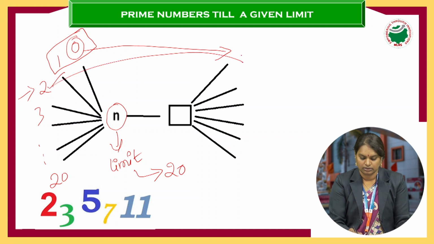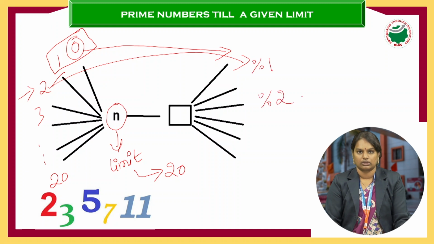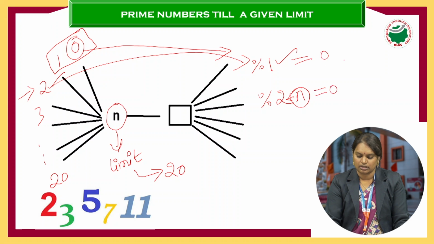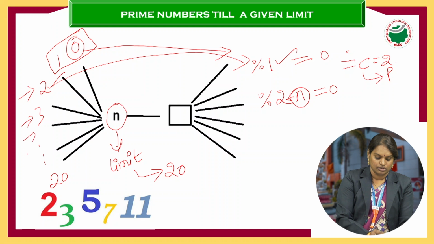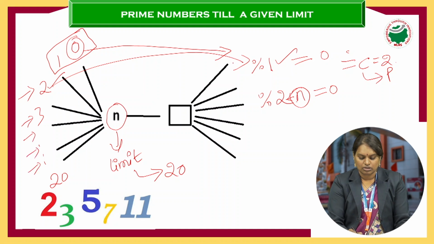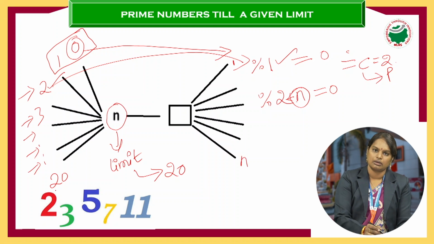So digit 2 should be taken. Again come here and check this digit 2, whether it is divisible by 1 and again whether it is divisible by 2, starting from 1 to n, that is the same number. If the remainder is 0 here and here, then we say the count is 2, and as the count is 2, we say it is a prime number. The same scenario should happen for every digit here. Here also there should be an increment from 1 to n, and here also there should be an increment of numbers.